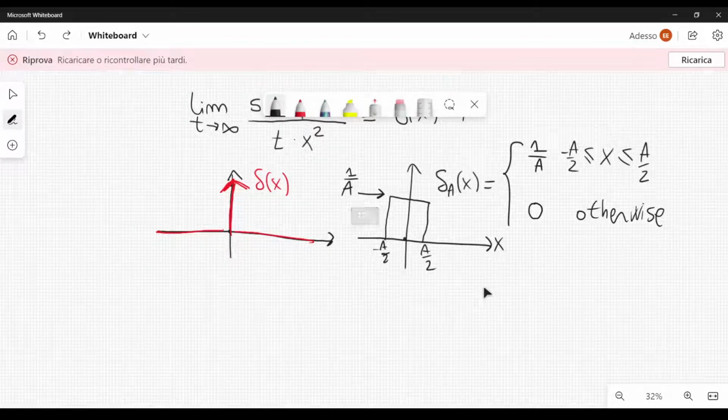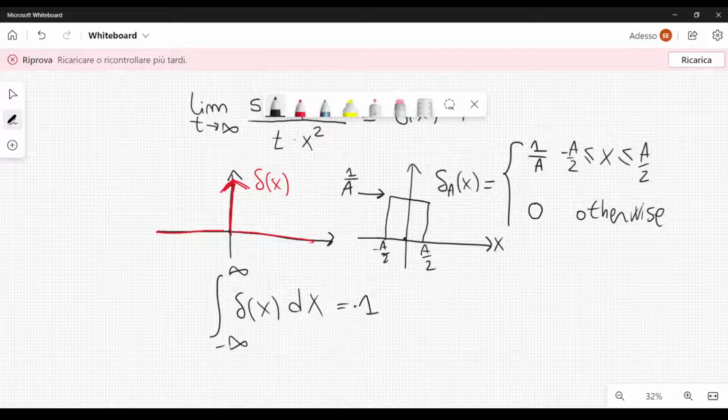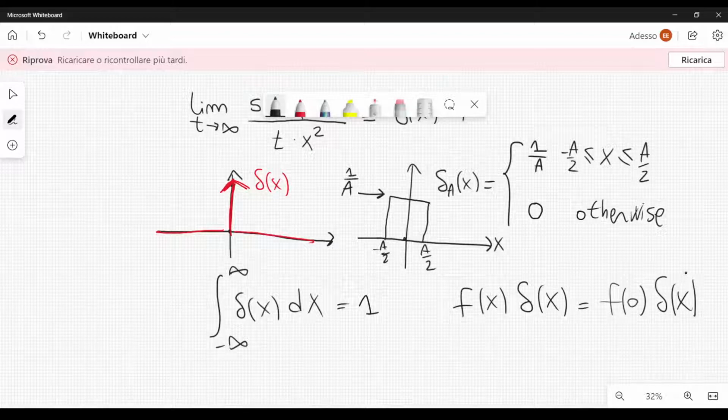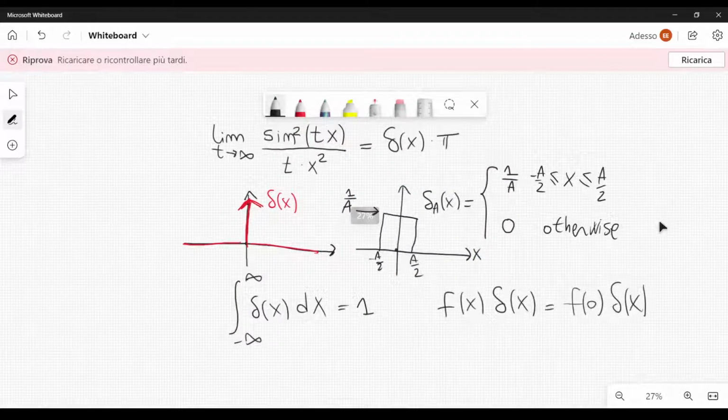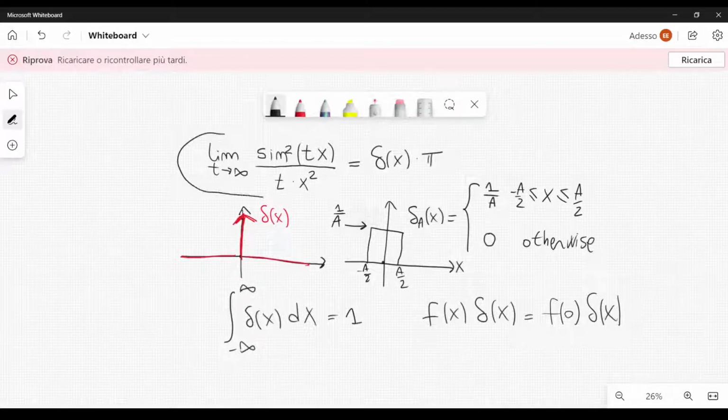Also, let me remind you of the following property of the Dirac delta: the integral of delta x dx from minus infinity to infinity is equal to 1. This is a property which should be satisfied. And if you have a function f of x and you multiply it by delta of x, then this is equal to f of 0 delta of x. This is another simple property of the Dirac delta. Now, in this video, I want to show you that if you consider this limit, this function, when t is very large, will be infinity when x is equal to 0, and it will be 0 when x is not equal to 0.